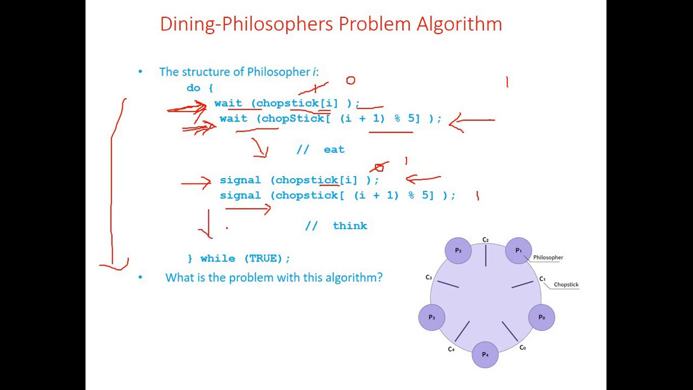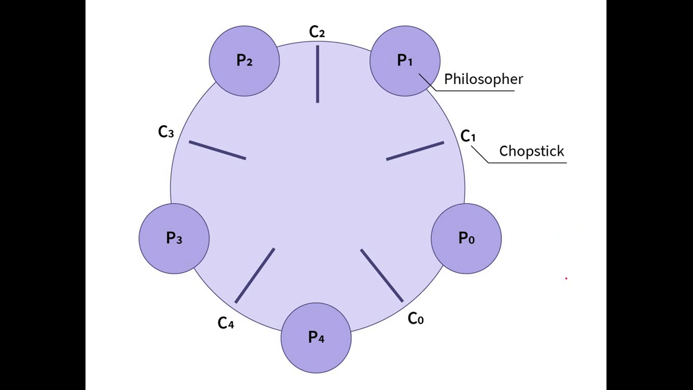Then the philosopher will enter the thinking state. In this way, the philosopher will pick the left and right chopsticks, go to the eating state, then release the left and right chopsticks for availability to another philosopher. Now let us take up one example. Assume that i is equal to 2. The philosopher will call the wait function on chopstick i, that is, the left chopstick for philosopher number 2. If initially all the chopsticks are 1, calling the wait function on the chopstick will not block the philosopher. So he will get the chopstick successfully.